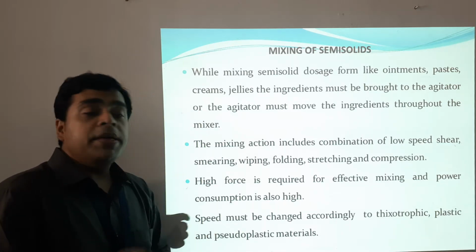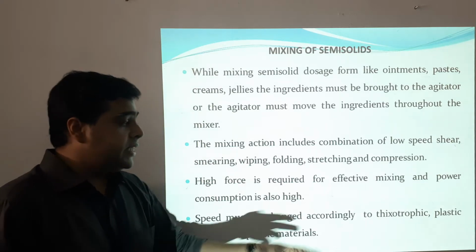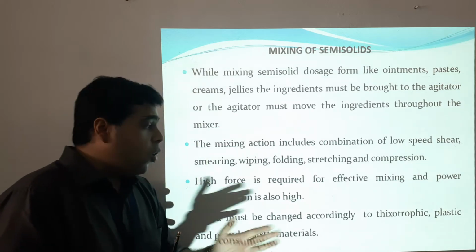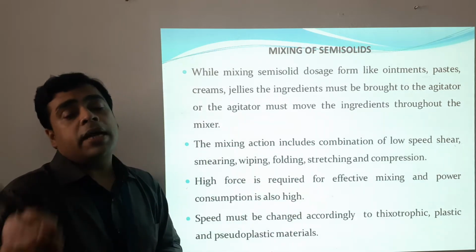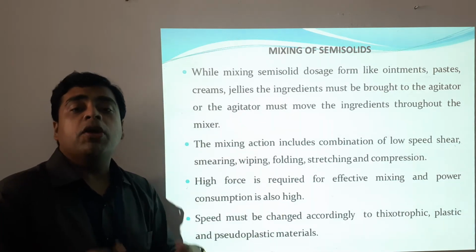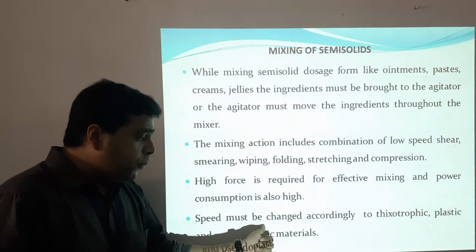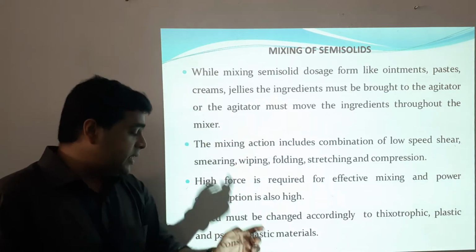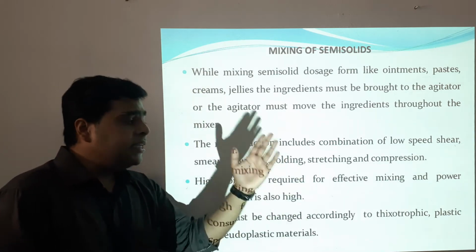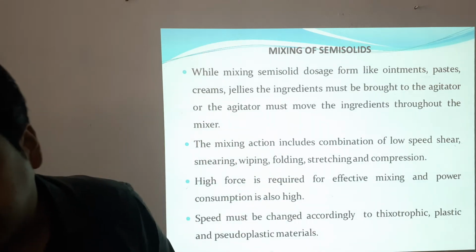The speed must be changed according to the nature of the material, that is, if the materials are thixotropic, or viscous, or plastic or pseudoplastic. That depends on the properties of the material, whether they are thixotropic or have some other particular behavior. So we have to increase or decrease the speed of mixing so that it suits the nature of the ingredients.